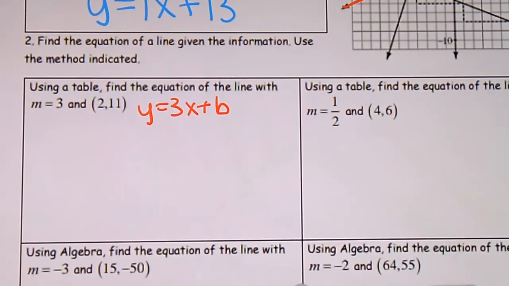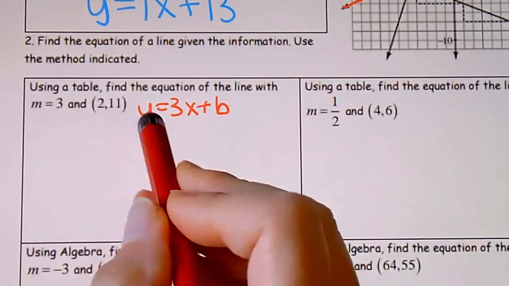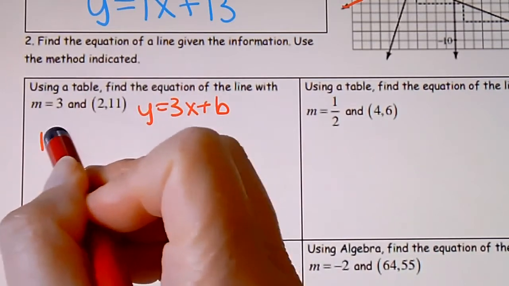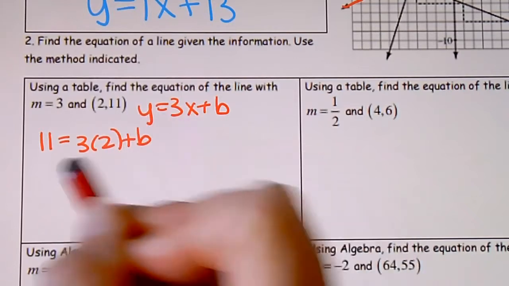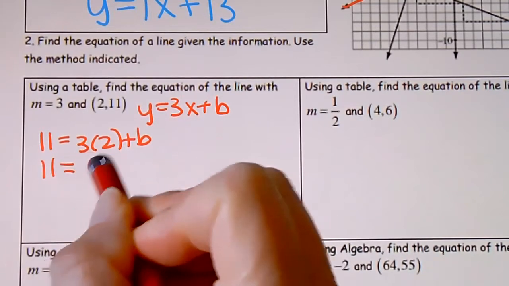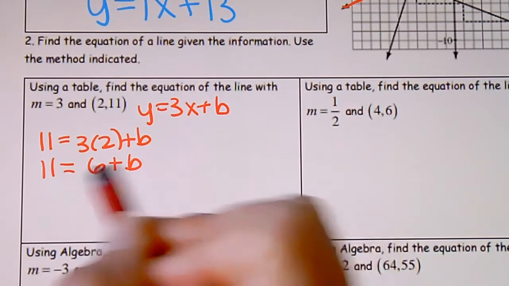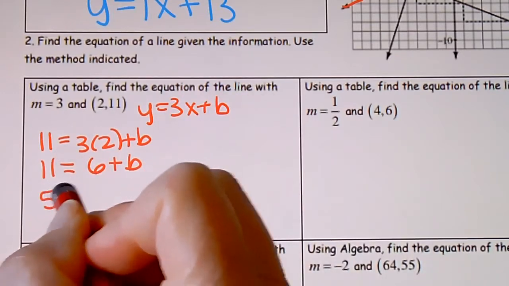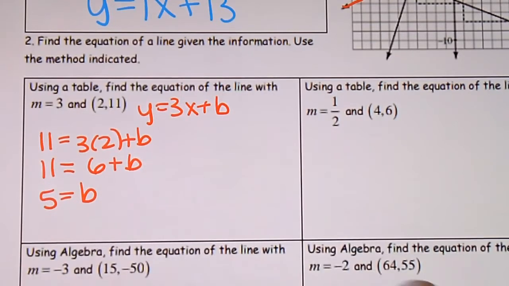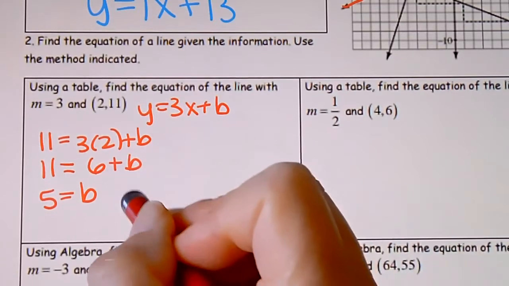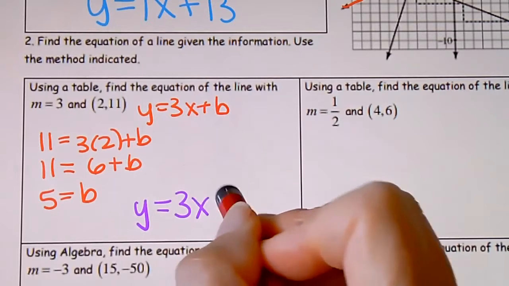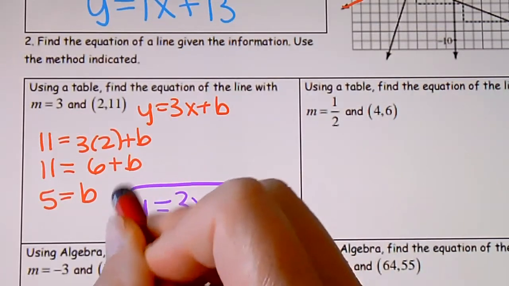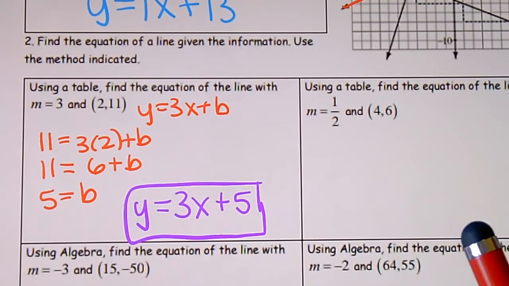Okay, so when I do that, and I put my 11 in for y, I get 11 equals 3 times 2 plus b. So 11 equals 6 plus b. I'm going to minus 6 from both sides. So I get 5 is equal to b. And so my equation is y equals 3x plus 5. And that's my equation.